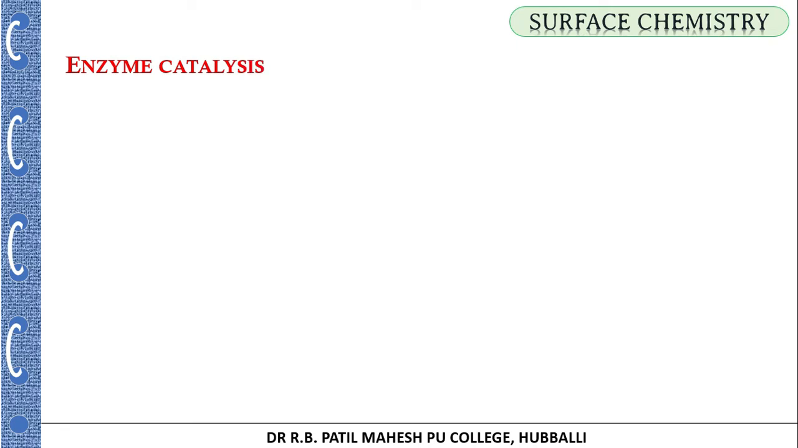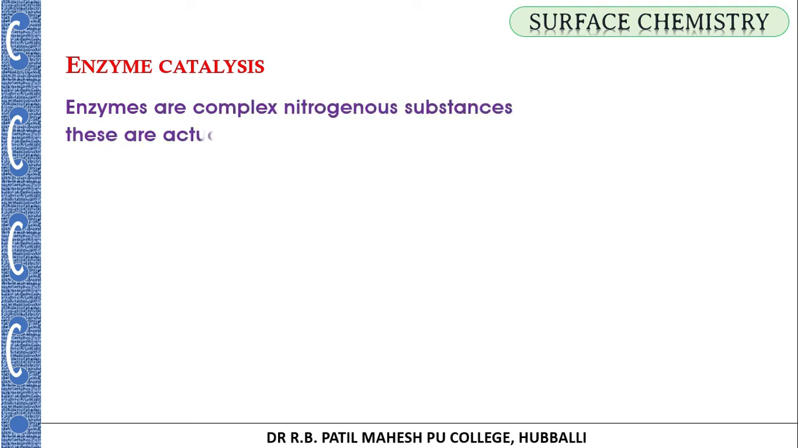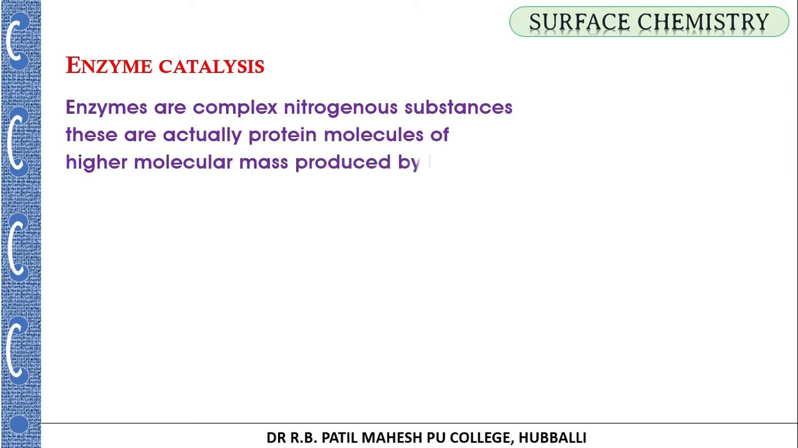As you know already, enzymes are nitrogenous substances, very complex in nature. Actually, they are nothing but proteins with very high molecular mass, and they are present in living things, and they catalyze many biochemical reactions. So what are enzymes, students? Enzymes are complex nitrogenous compounds. Actually, they are nothing but protein molecules with very high molecular mass. They are present in living organisms and they catalyze many biochemical reactions.